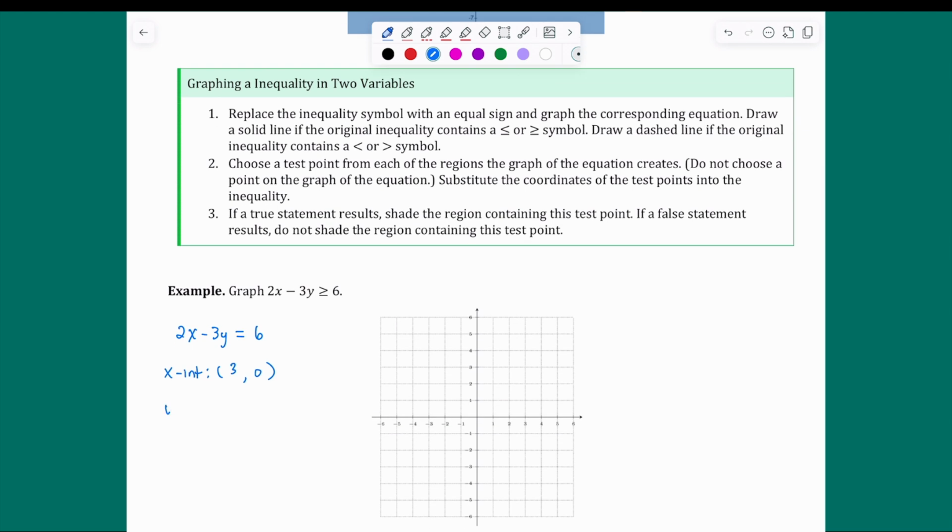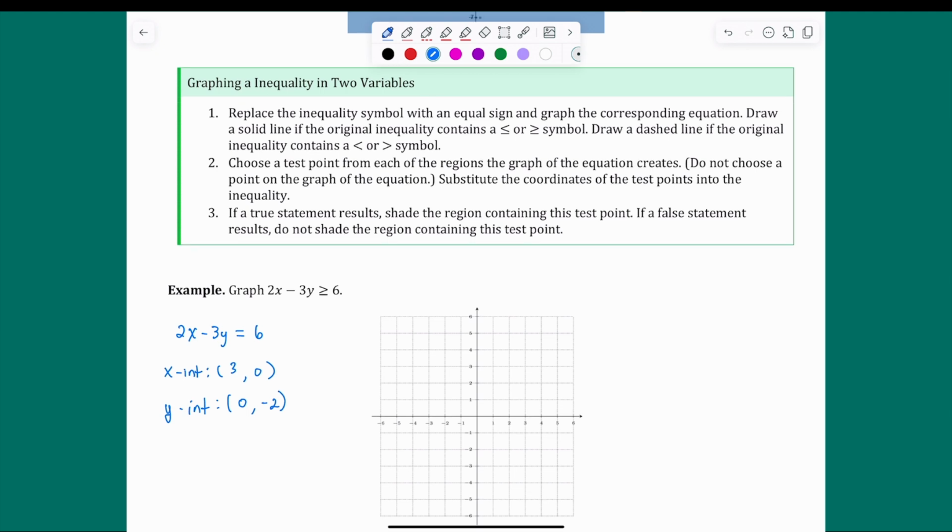Okay, so the y-intercept is basically setting x equal to 0 and then solving for y. So this time the x term goes away and we have negative 3y equal to 6. So divide both sides by negative 3 to get y equals negative 2. Okay, and so that's figuring out the details to graph the line. So we're going to plot those points: (3, 0) and (0, negative 2).